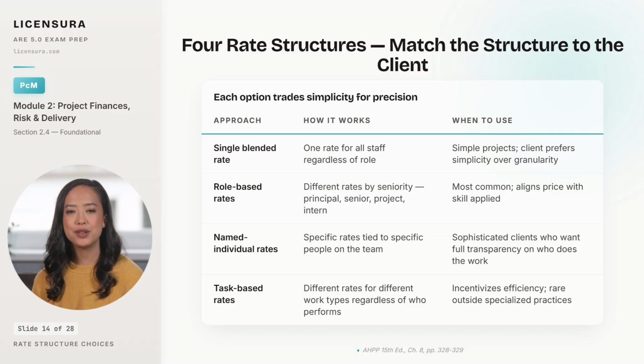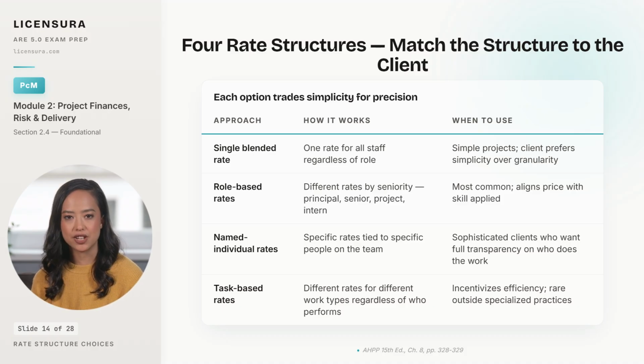Role-based rates are the most common structure in mid-size and large firms. A principal rate, a senior architect rate, a project architect rate, an intern rate. Each rate aligns price with the skill applied, and clients can read the invoice and see that senior decisions cost senior dollars. Named individual rates are the next level of precision. Specific people on the team have specific rates, written into the agreement by name. That structure fits sophisticated clients who want to know that the principal they hired is actually doing the principal-level work.